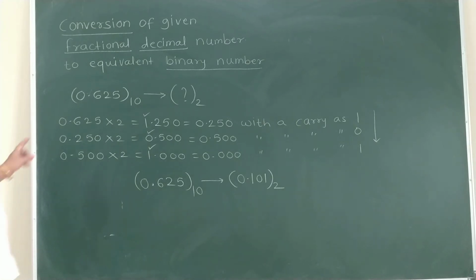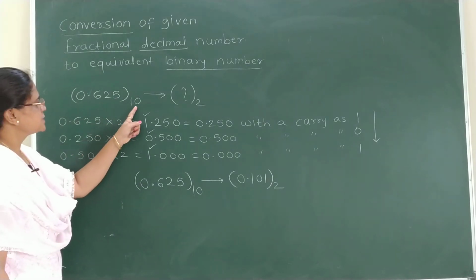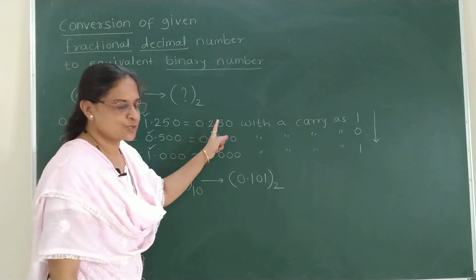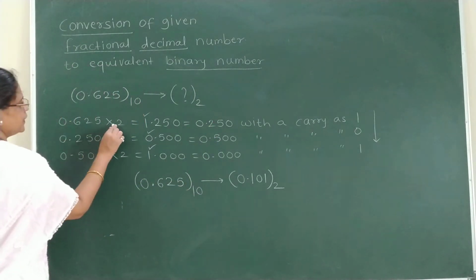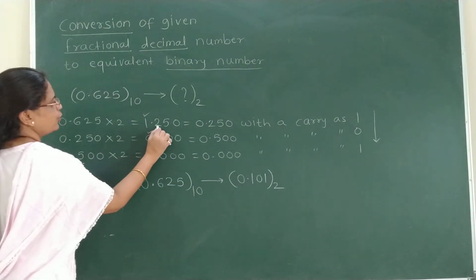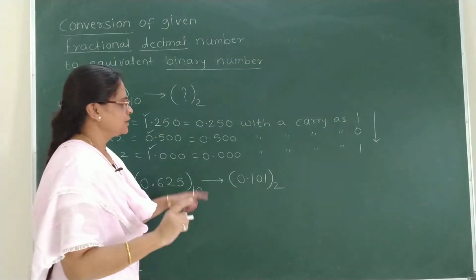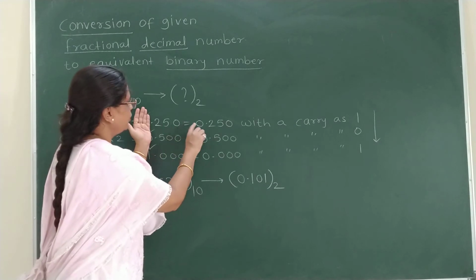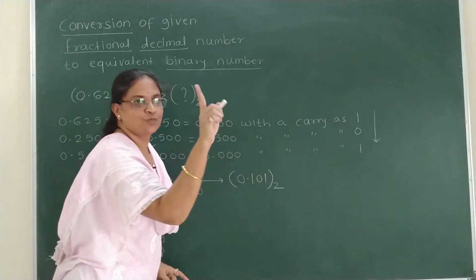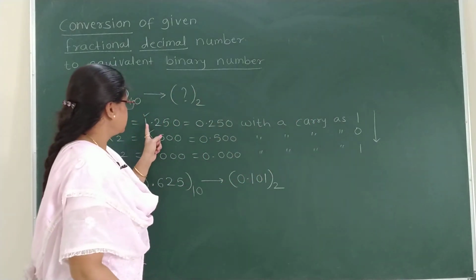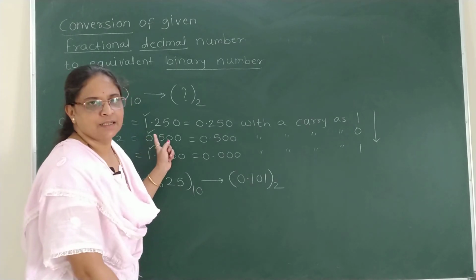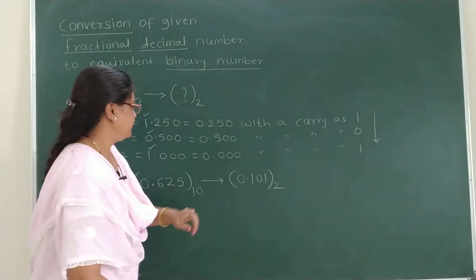Example: 0.625 to the base 10 is to be converted to the base 2. So 0.625 into 2 appears to be 1.250. Remove the integer position digit as 1. So the answer becomes 0.250 with a carry as 1. The integer carry is removed as 1.